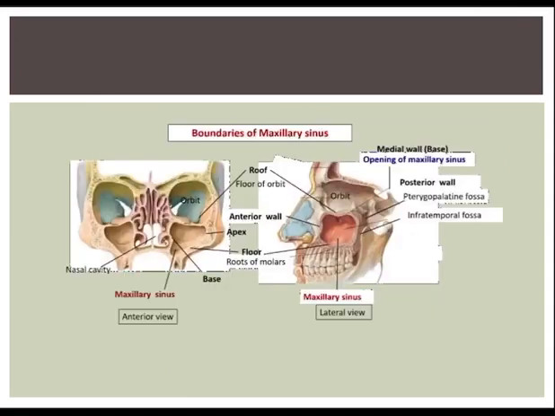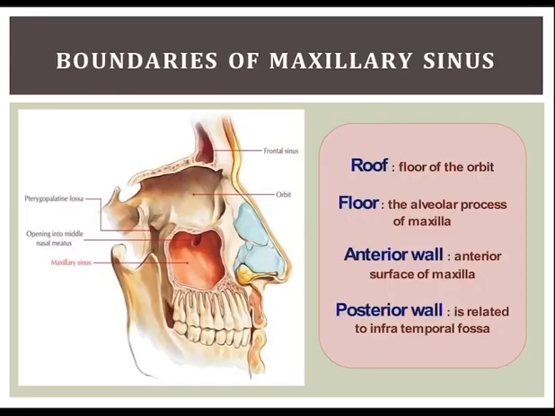The boundaries of the maxillary sinus: the roof is the floor of the orbit, and the floor is the alveolar process of the maxilla. The anterior wall is the anterior surface of the maxilla. The posterior wall is the infratemporal fossa and the pterygopalatine fossa. Here also we can see the boundaries of the maxillary sinus.